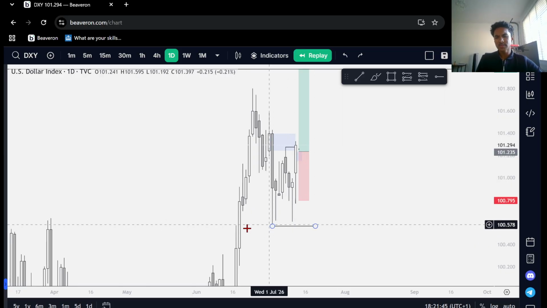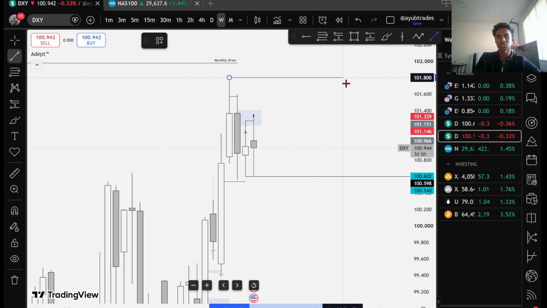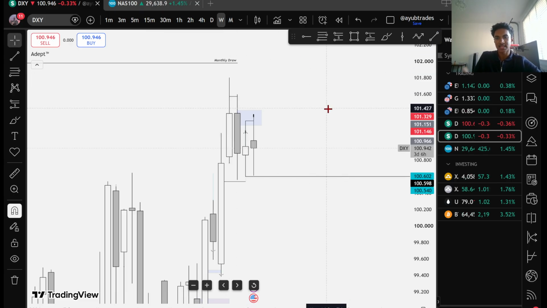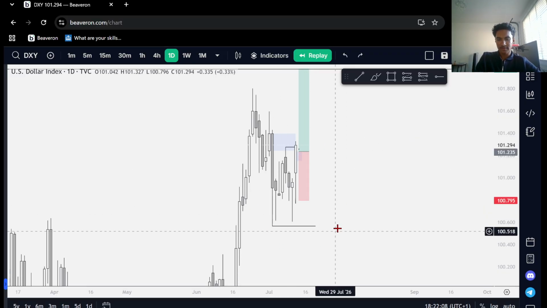Why? And how do we know that this is accumulation? Well, because if we go to the weekly on the DXY, it tapped into and stabbed into our weekly FVG multiple times, but it failed to distribute higher. Okay, so this just shows that price is inefficient. Price is lacking the volume. So what does it tell us? This is all accumulation, and it's going to be swept. So there's a lot of liquidity below.